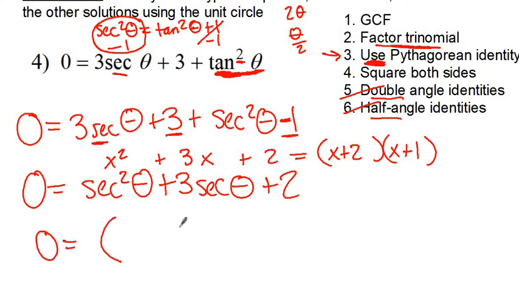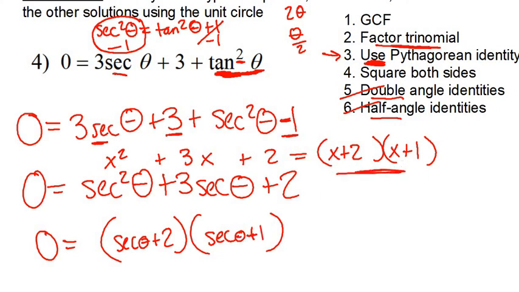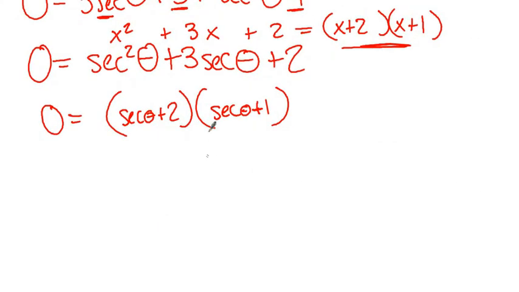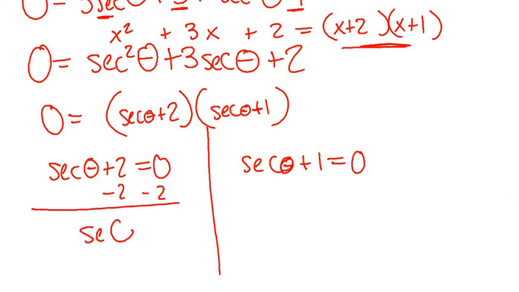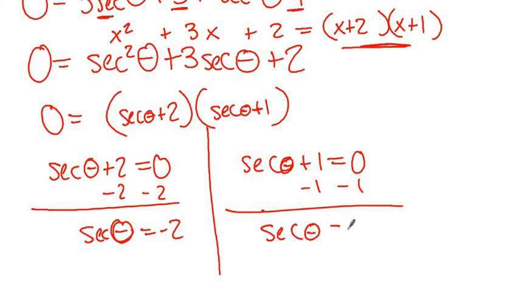So that means we can factor this in the same way. Instead of x plus 2, we can say secant plus 2. And instead of x plus 1, we could say secant plus 1. We're just going off of this pattern and replacing the x's with secants. Okay, so this equals 0. So now what we can do is set each part of this equal to 0 and solve it. So we'll make sec theta plus 2 equals 0, and we'll make sec theta plus 1 equals 0. So we'll subtract 2 from both sides there, and we will end up with sec equals negative 2. And over here, if we subtract 1 from both sides, we'll get sec equals negative 1.